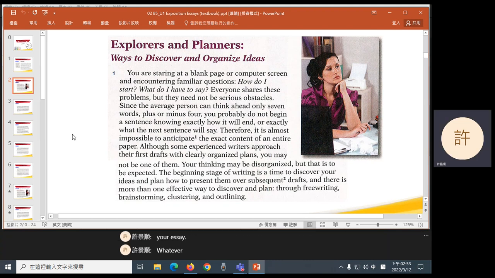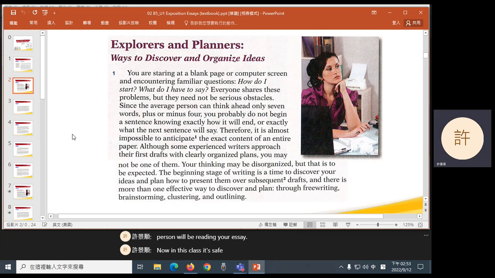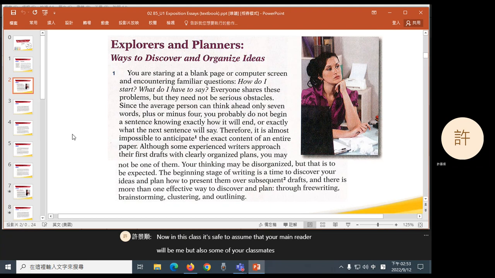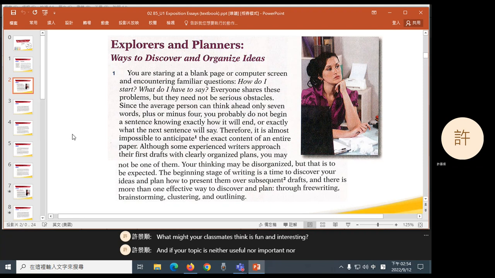Whatever strategy you choose, they all mean that you have to think about what kind of person will be reading your essay. Now, in this class, it's safe to assume that your main reader will be me, but also some of your classmates. So what kind of things might be useful to your classmates or important to your classmates? What might your classmates think is fun and interesting? And if your topic is neither useful nor important nor fun, you should try to make it look like one of these things.